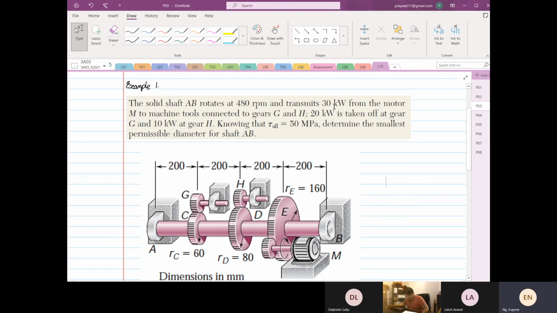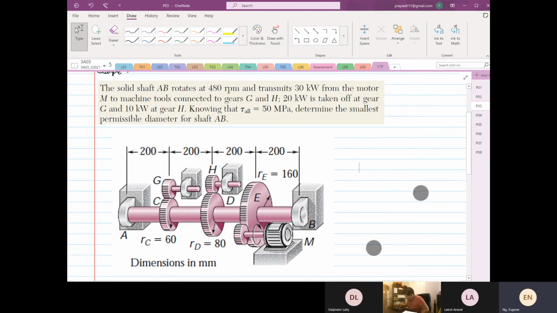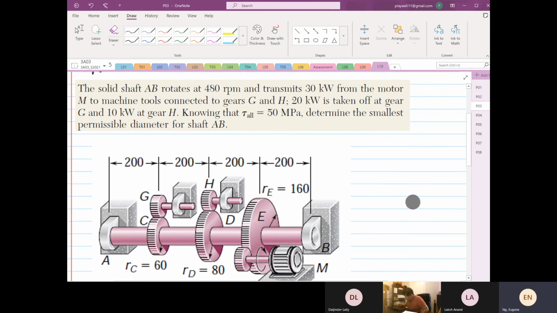So from the motor, we're given a motor. We know that the input speed is 480 revolutions per minute, and the power input into the system is 30 kilowatts.